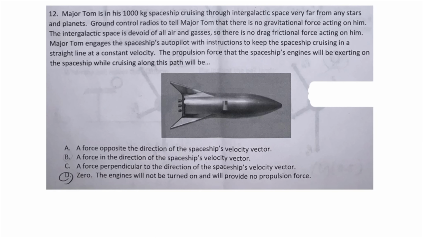Take a moment to read question 12. This question is tricky. Because he's in intergalactic space and the rocket ship is in an environment that is devoid of all air and gases, there is no equal and opposite reaction when the thrusters would engage. Therefore, if the spaceship is already cruising through intergalactic space, in order to keep it cruising in a straight line and at constant velocity, you will not have to turn the engines on because there is no net force acting on the spaceship already.